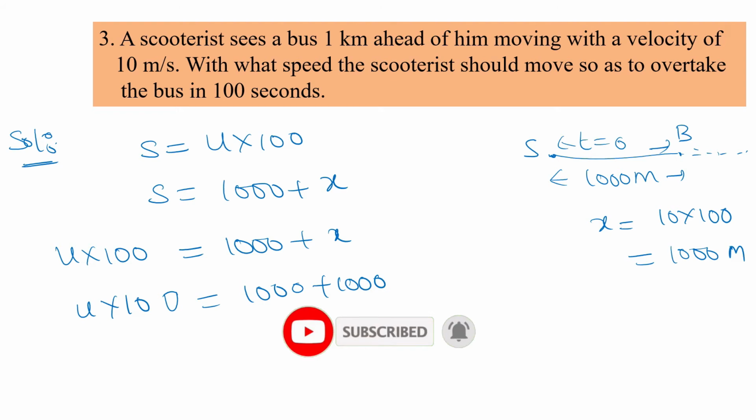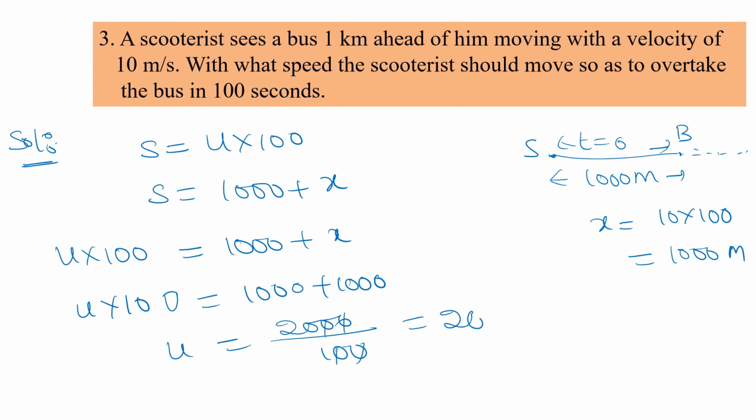So we are getting u is equals to 2000. This 100 here, 2000 by 100, the 0s get cancelled. So 20 meters per second. Therefore u is equals to 20 meters per second. Okay. Next we will go to the next question.